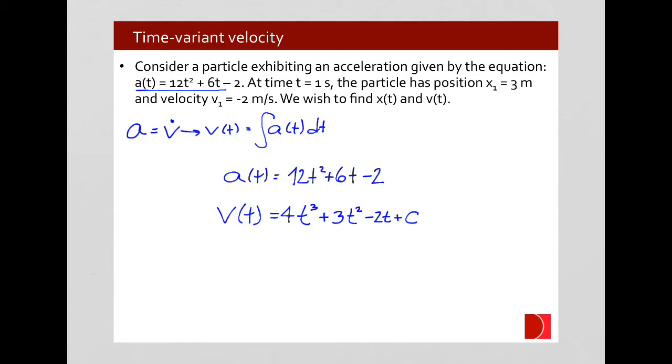In order to find out what that value is, we have to use our initial conditions. We're told that at time t equal 1 second, our velocity is -2 meters per second. So we can plug that in. If we know the velocity, we know the time, then the only unknown in the equation is the arbitrary constant, and thus we can find that value from these initial conditions. So we're saying that -2 is the velocity when time is equal to 1.